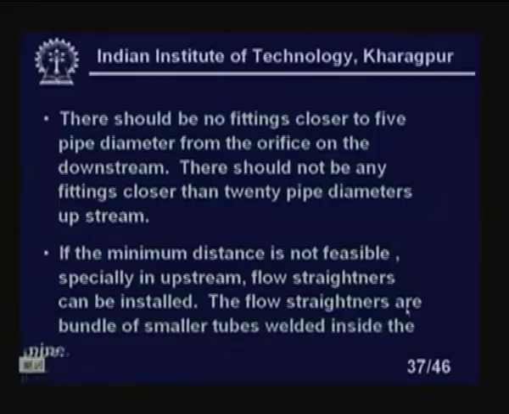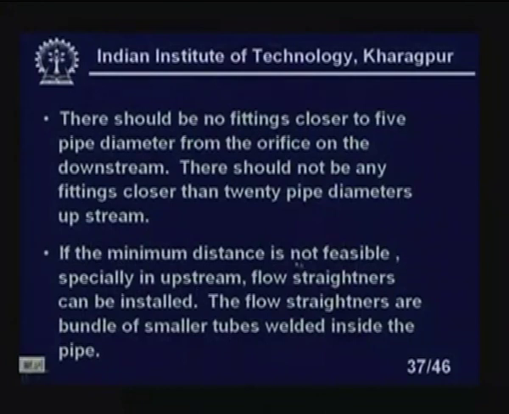If the minimum distance is not feasible, and in some situations you will find it very difficult to achieve, because in the process it is not possible to avoid pipe bendings everywhere, there would be some pipe bending. So, when the pipe bending is unavoidable, I have to use some flow straighteners both upstream and downstream. What are those flow straighteners? That is clear from this.